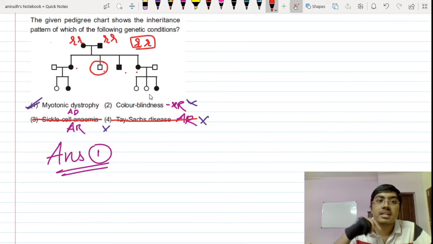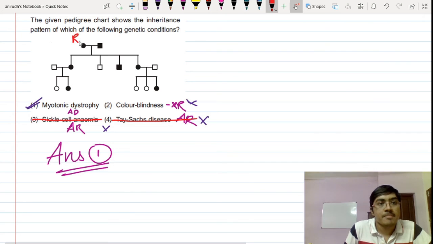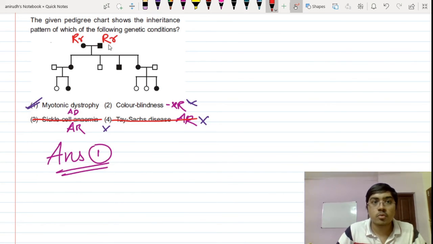You will see crisscross inheritance. But here, see how many females are affected. Now there can be only one possibility, that is autosomal dominant. Now let us say that it is autosomal dominant. Let us try to understand how it is made. This should be capital R, small r, capital R, small r. If this is autosomal dominant, then both these people should be affected, isn't it?